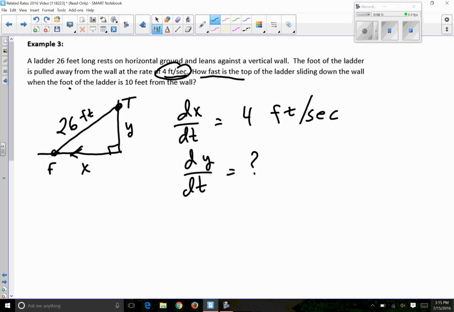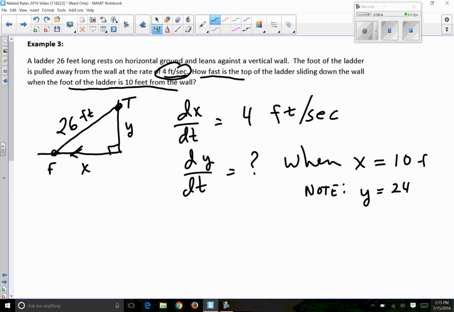When the foot of the ladder is 10 feet from the wall. Now, note before we do any calculus that at this instant when x is 10, y is 24. When x is 10 feet on this triangle, y has to be 24 feet. If you don't know how we got this, please ask me about it in class.